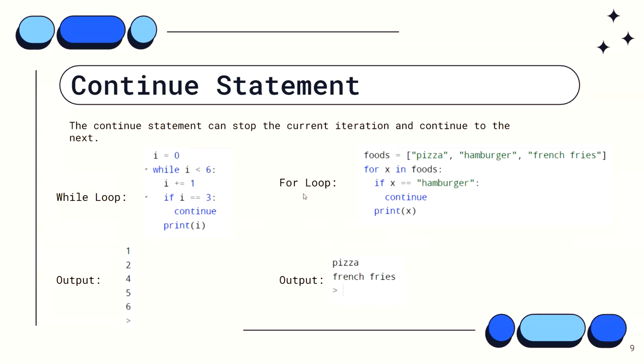You can see right here, it has printed out 6. Now, if you see for the for loop, it's the same thing. So foods: pizza, hamburger, french fries, for x in foods, if x equal to hamburger, continue. So basically it stops the current iteration, so it skips hamburger, and it prints out french fries. So this is the continue statement.